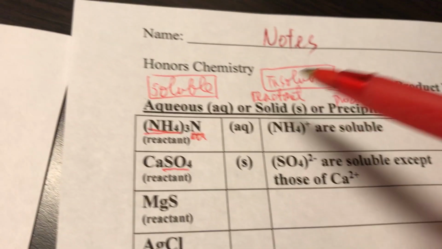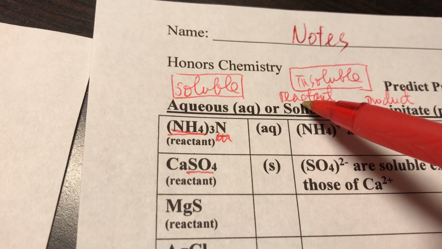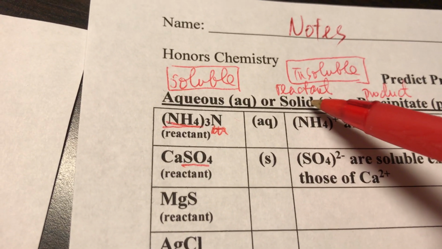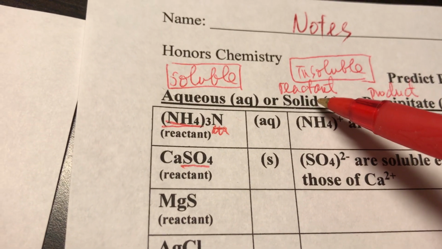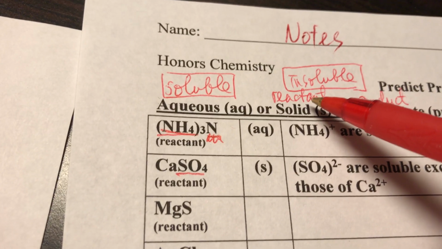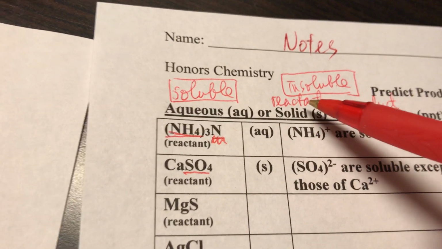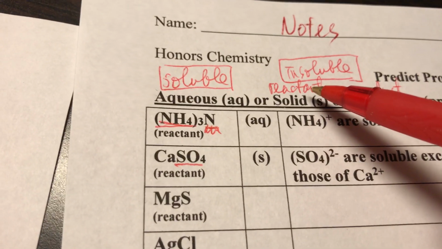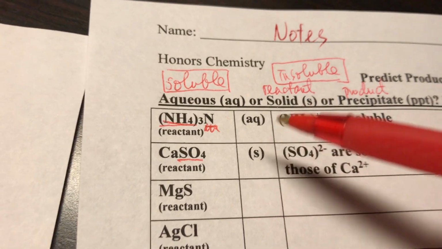If it's insoluble, then we come back to here. Insoluble and a reactant, so it must be a solid. Why do we say that the reactant is a solid? It is because the reactant does not start the reaction yet. We just take some solid out of the bottle. We haven't started the reaction yet, so we say that it's a solid.